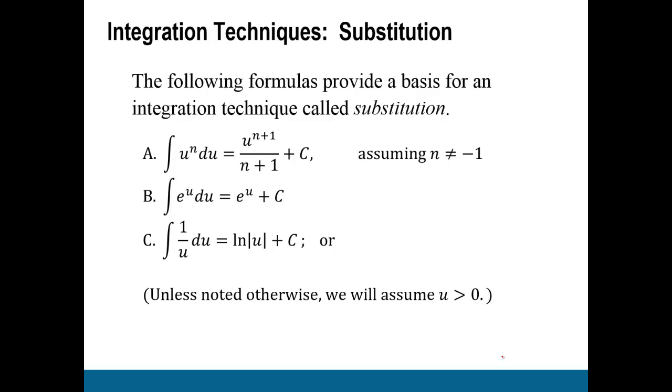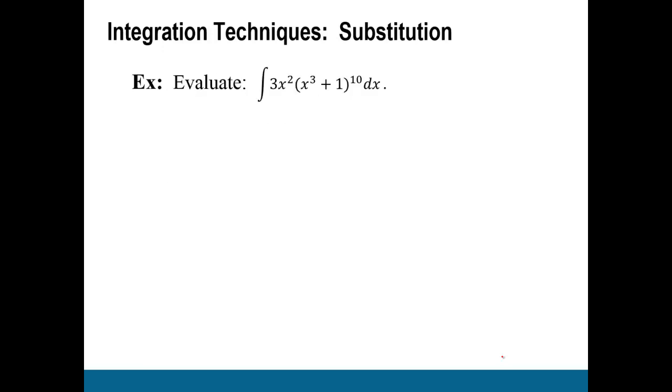Now let's take a look at how these formulas are used in substitution. In this first example, we're asked to integrate 3x squared times the quantity x cubed plus 1 raised to the power of 10 dx. When using the substitution method for integration, we simply try to rewrite the variable. Normally we use the variable u in substitution, so we try to rewrite the x variables as u variables.